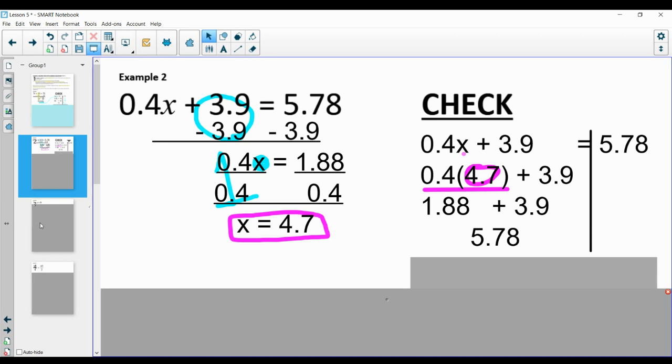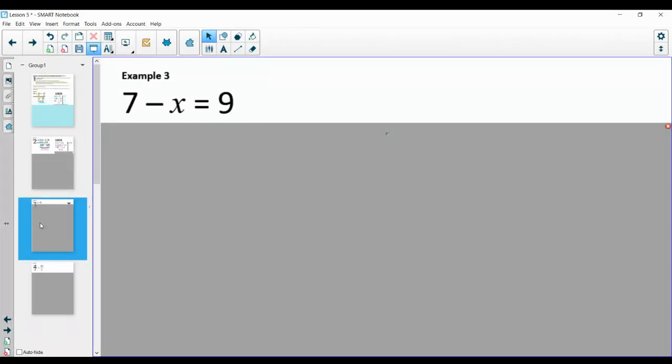Let's look at the next example. Okay, once again, what am I trying to get by itself? I want to get x all by itself. To get x by itself, I need to get rid of this 7. Well, what's happening with the 7? This technically means it's a plus 7 because the sign in front is no sign, which means it's a plus. This minus sign belongs to the x.